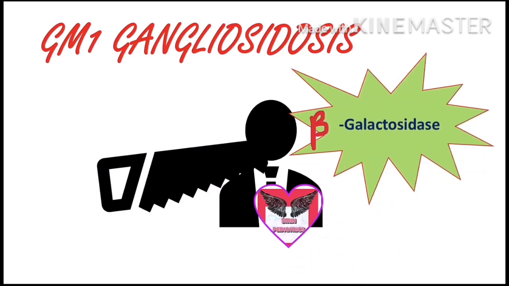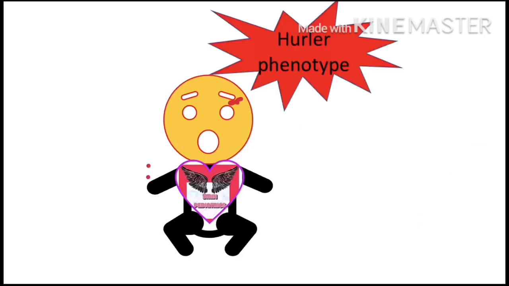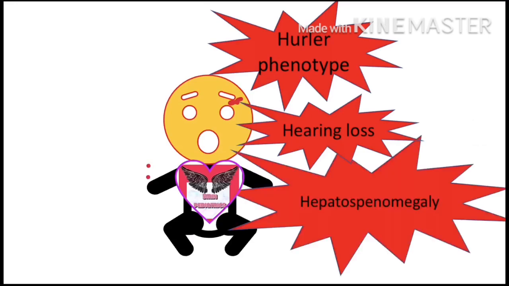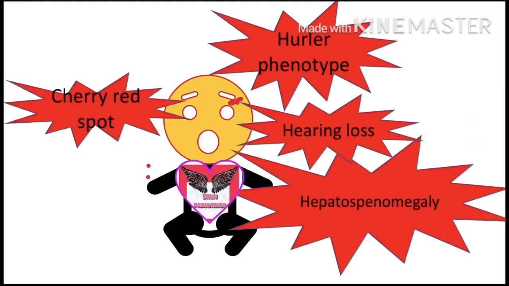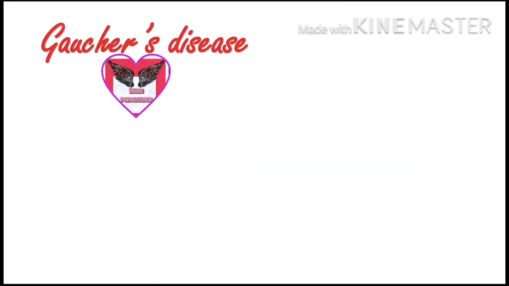Okay, neck, gala is neck, so the enzyme is beta galactosidase. Now the features of GM1 gangliosidosis: we have 3H, Hurler phenotype, hearing loss, hepatosplenomegaly, and we have cherry red spot. Okay, this I have made interesting. One more, we have Gaucher's disease.